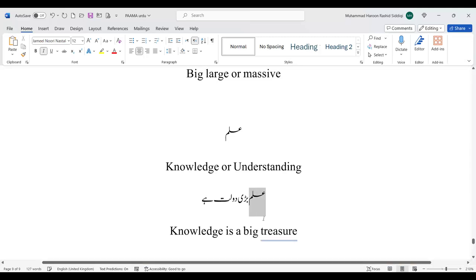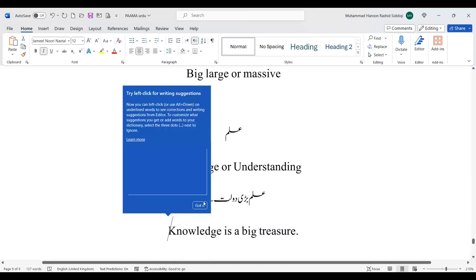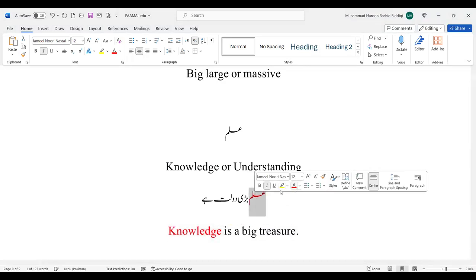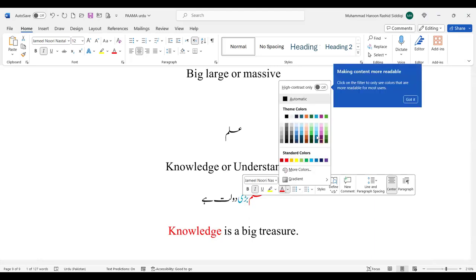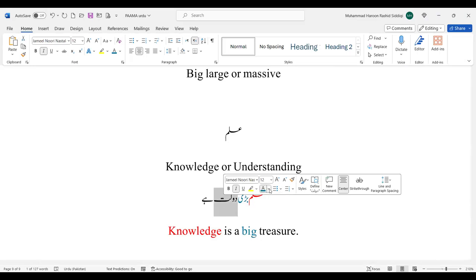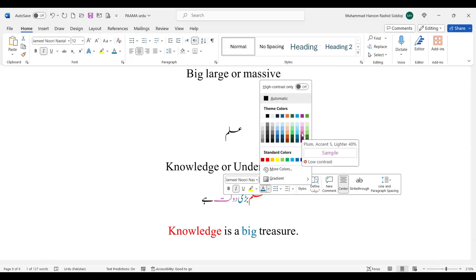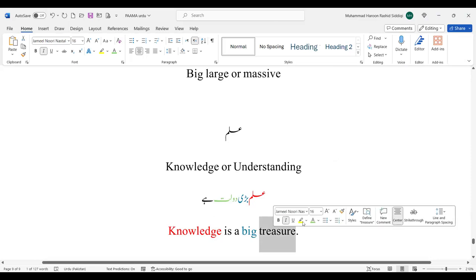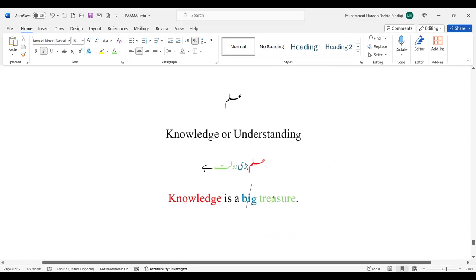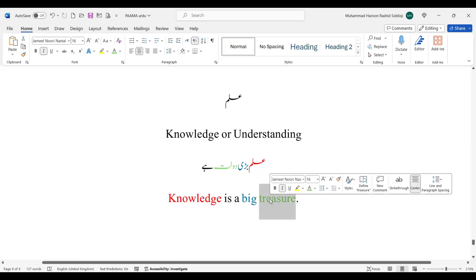Right. So ilm is knowledge. Treasure. Yes. Buddy is big. Daulat is treasure. So you can say treasure, or you can say money, but not material money, it's not monetary, obviously. So we can't say money, but then it's wealth. Wealth is another good guess word. But treasure is more suitable for this sentence because it's priceless, right?